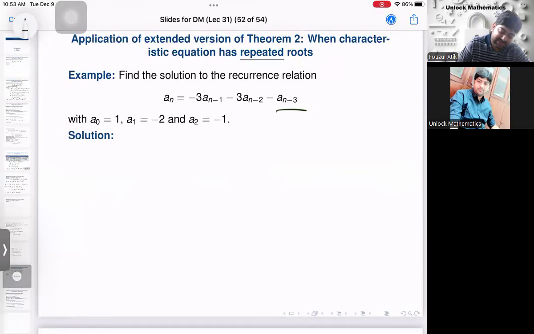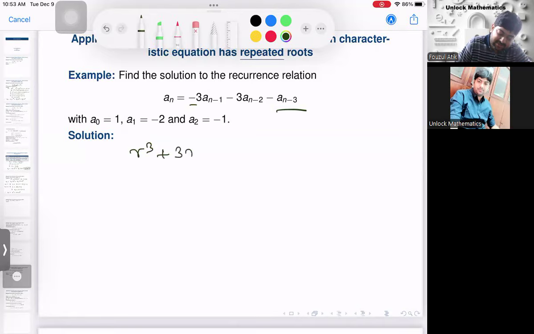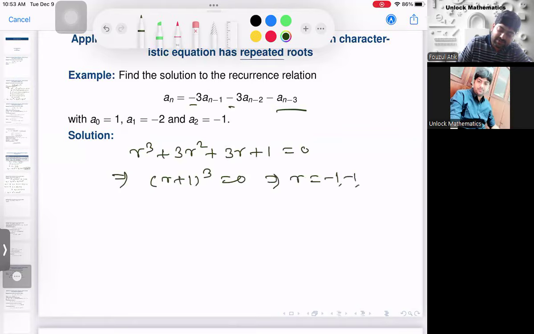What will happen in this case? What is the characteristic equation? It is r cube plus 3r square plus 3r plus 1 equal to 0. Now what is the solution? It is actually r plus 1 whole cube equal to 0. So r is equal to -1, -1 and -1. So all three roots are repeated.